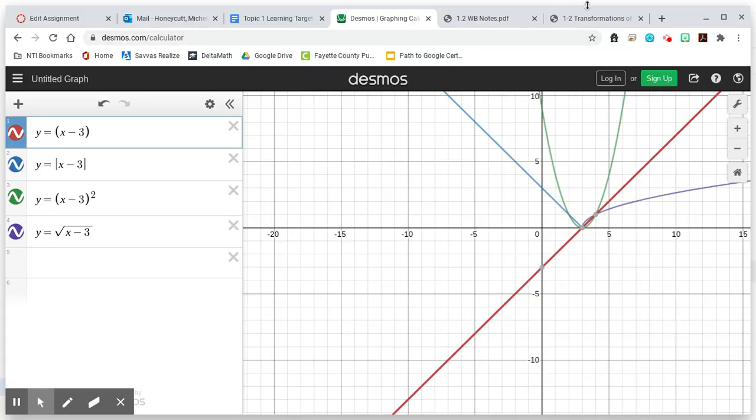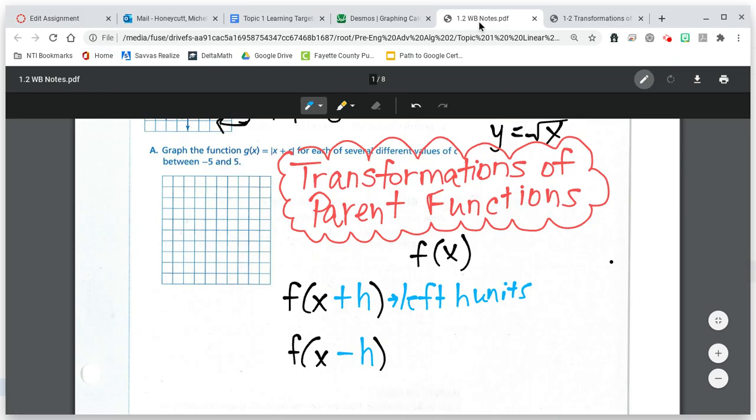So I can add to my notes. If you subtract a number inside of a grouping symbol, that's going to be a transformation to the right h units, however many units you have there.